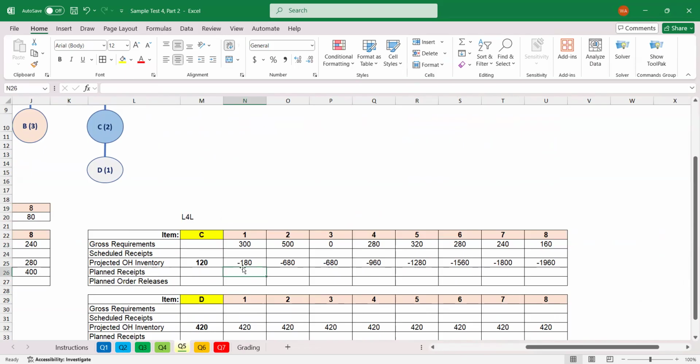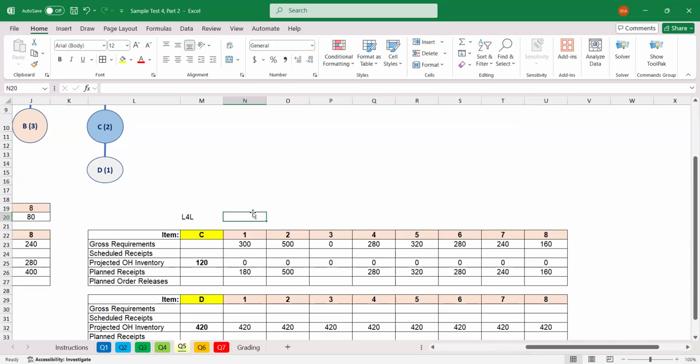Okay. In week 1, we are short 180. So I am going to just order 180 units here. In week 2, we are down 500. So let's order 500. Week 3, we don't require anything. Week 4, we need 280. Week 5, we need 320. Oh, wrong place. We need 320 units here. And then in week 6, we need 280. We need 240 units here. And finally, we need 160 units there.